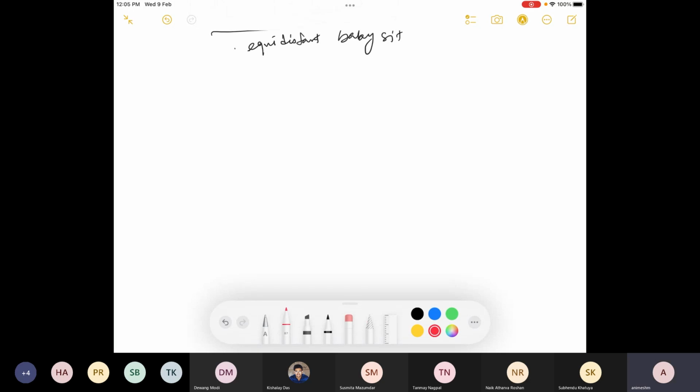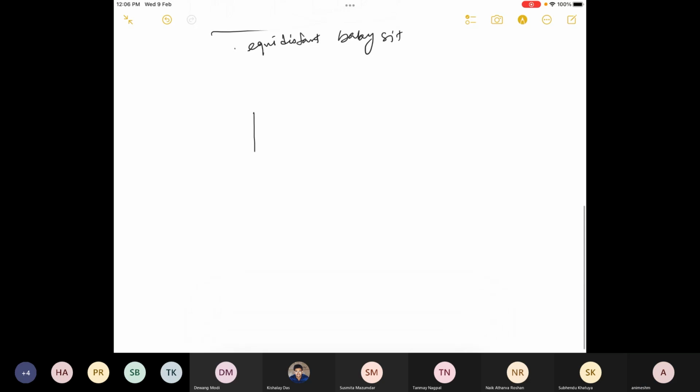Okay, so before discussing the mathematical formulation of the algorithm, let us try to pictorially understand, because this is all about vectors and vector spaces. Let us try to pictorially understand what is going on. Okay, so let us draw.